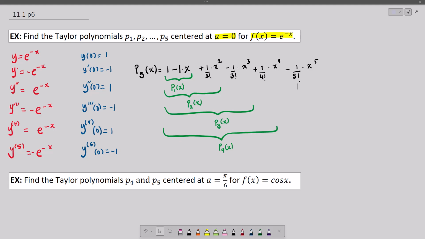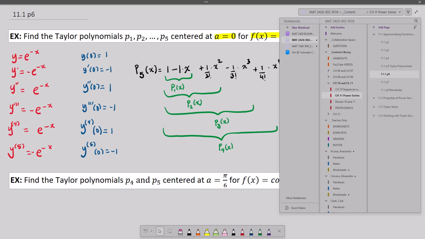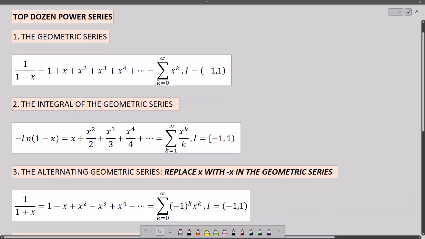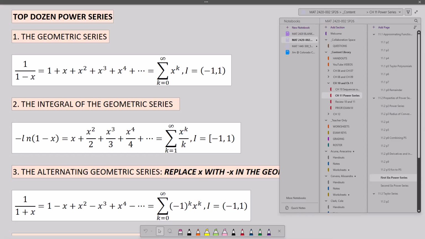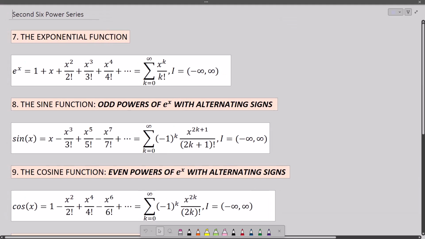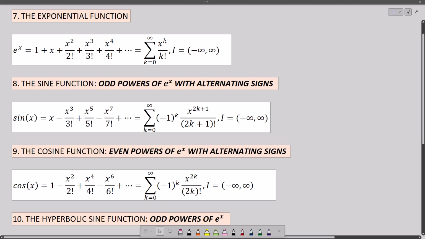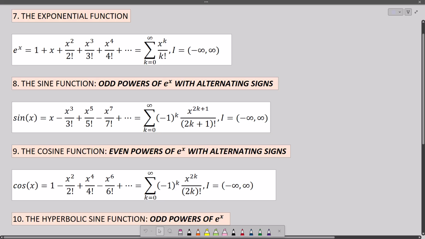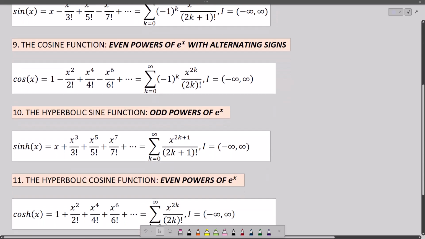Let me point out something. Let's go to this slide here. So I want to just talk about, actually I want to go to the next slide. Let's just talk about some series in general, just to give you a little more context. So I broke the series into, there's 12 main series we're going to look at. I broke them into 6 and 6. So let's look at 7 through 12 here.